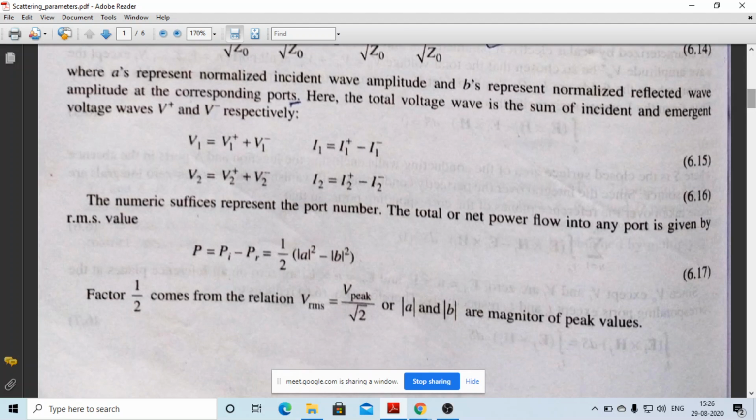When you find the total net power flow into any port, it is always incident minus reflected. So net power into the port is Pi minus Pr, and net power at the output port is Pr minus Pi, that is the opposite. So net power flow into any port is given by Pi minus Pr, where Pi is equal to 1 by 2 Ai square and Pr is equal to 1 by 2 Br square. Now this 1 by 2 comes from the relation of V peak by under root 2, because we are taking the peak voltages, not RMS voltages.